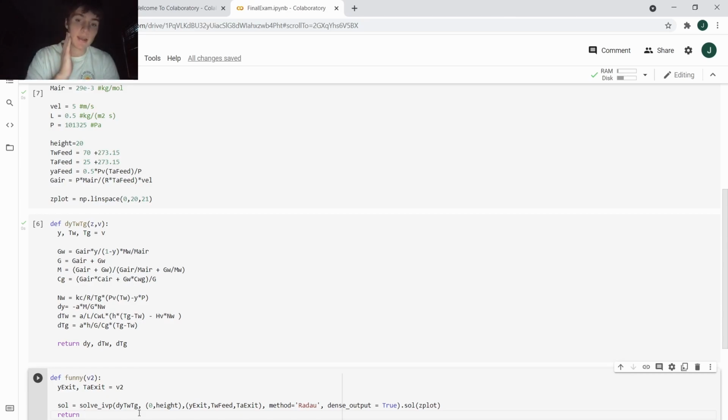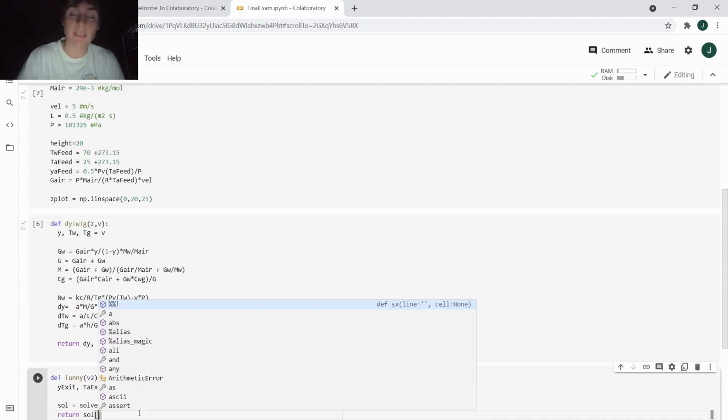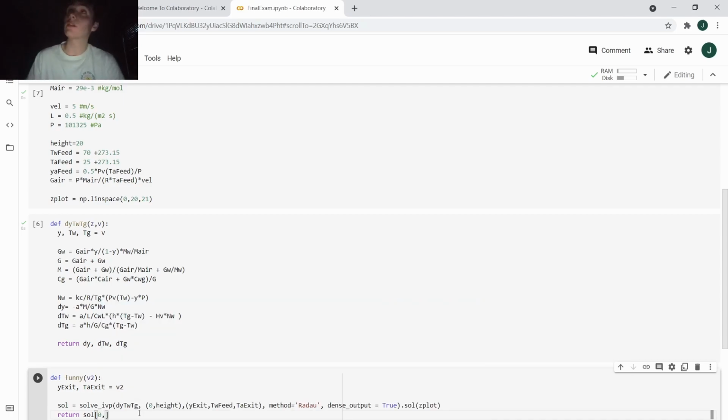So we want to take the mole fraction that the solution says it is at Z equals 20, at the bottom of the tower. What does the solution say that is? The mole fractions are the first array, and we want the last value in that array, because that will give us Z equals 20. Then we subtract that from what we know the mole fraction is at that location.